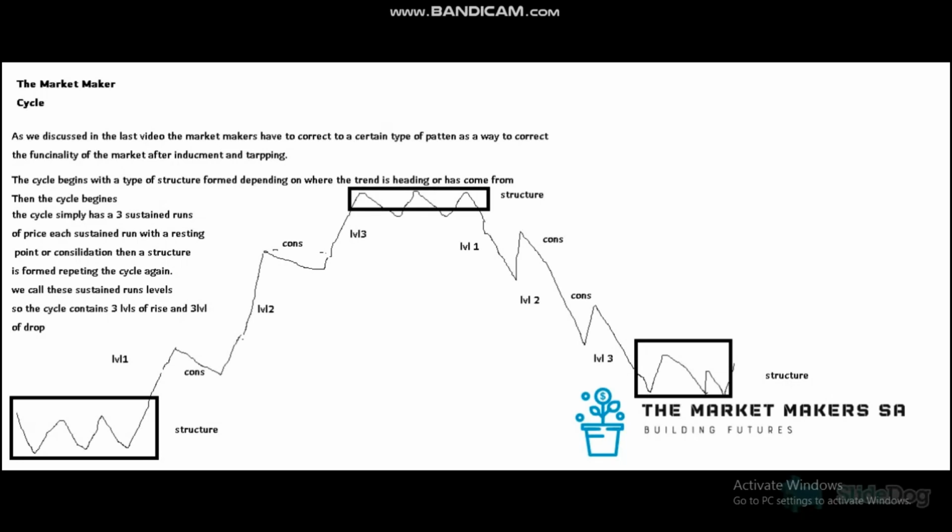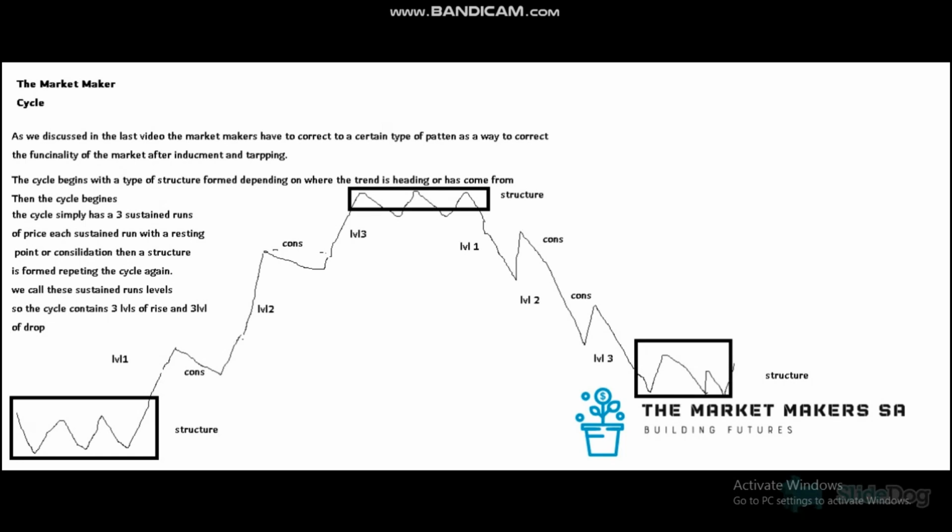Going down, it starts with the top structure, more or less, or M as you know it. Then it gives us level 1, or our first sustained run of drop, gives us a consolidation, a resting point, or a lower low going to a lower high for those technical traders.